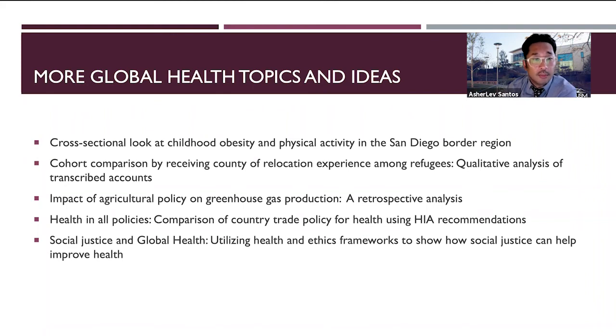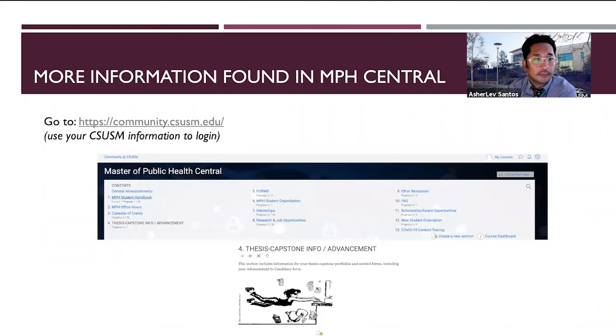But here again are more examples of global health topics and ideas. Finally, I'll end here. I'm a little over time at 7 minutes, but this is guiding you to where most of the general public health information is located, specifically around your thesis and capstone information. All you do is go through community.csusm.edu and log in using your student information. Every student should be registered with Masters of Public Health or MPH Central. And hopefully you'll be able to see this just like you would any of your classes, but in the community space versus the Cougar Courses space.